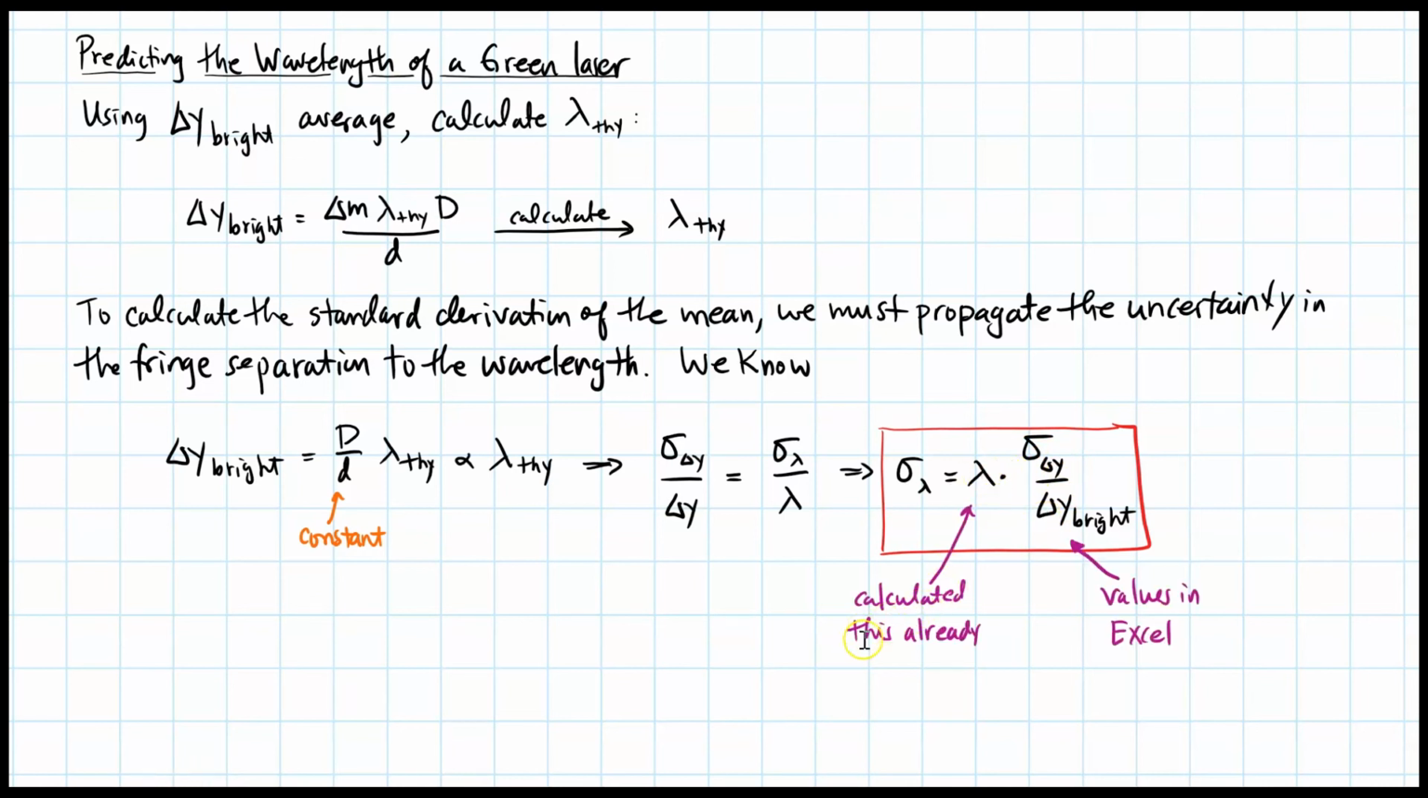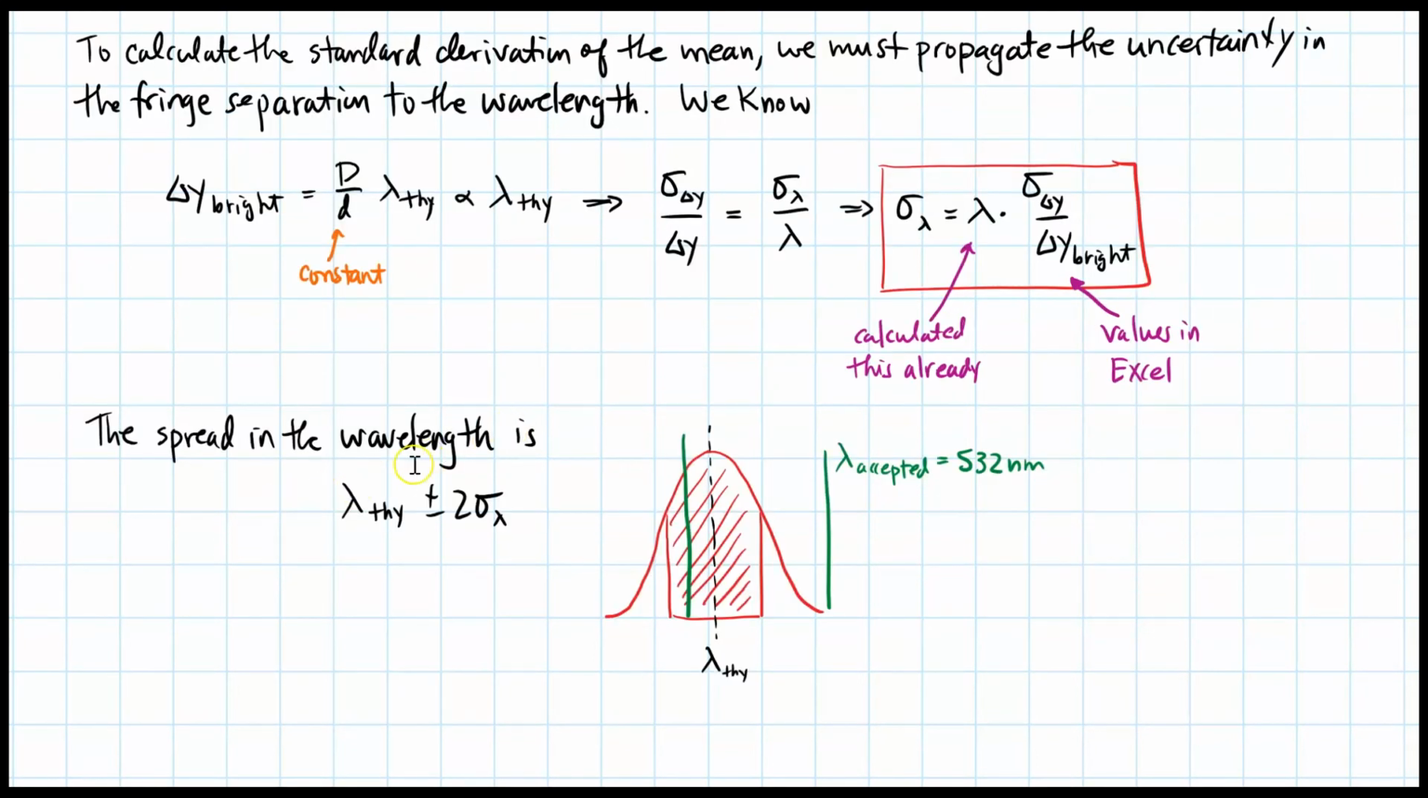This lambda value is calculated already up here. So once you solve for that, you plug in lambda. These two values are already in your Excel table. All you got to do is just plug them in. The spread in the wavelength is then lambda plus or minus 2 sigma.